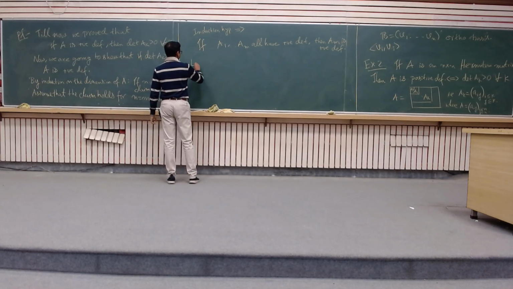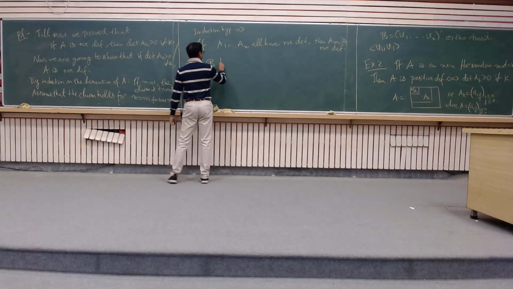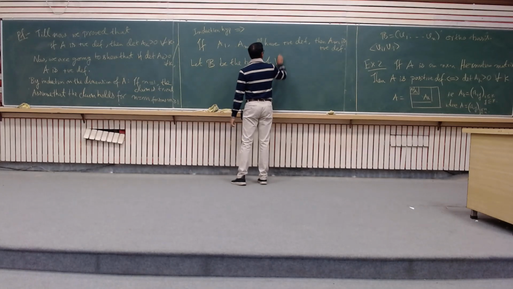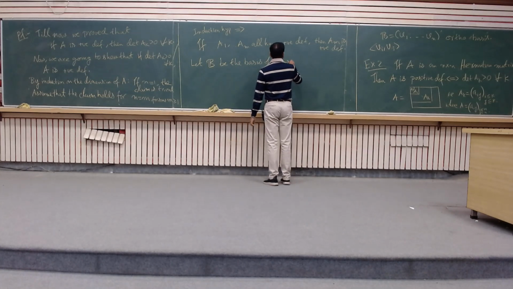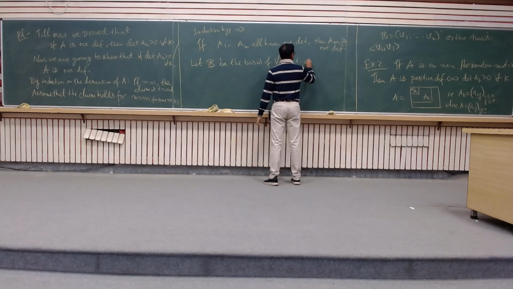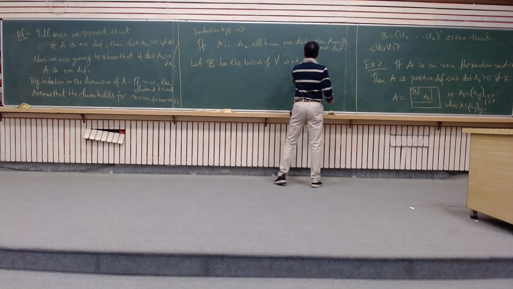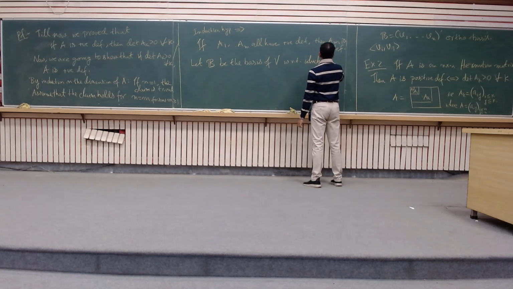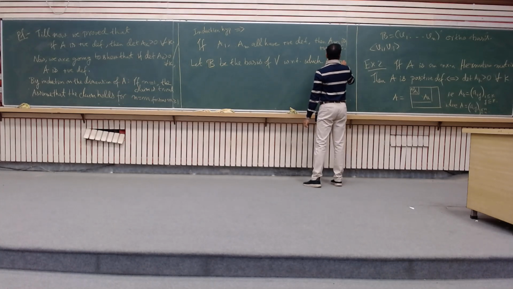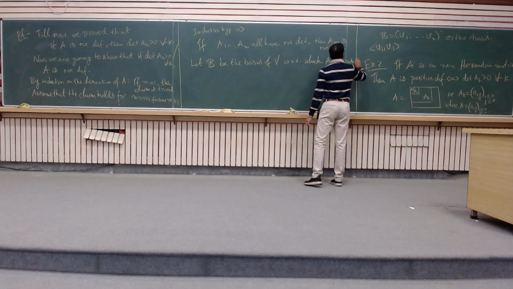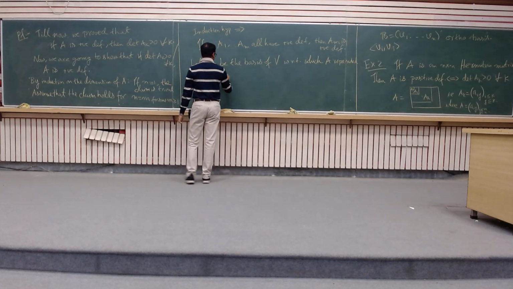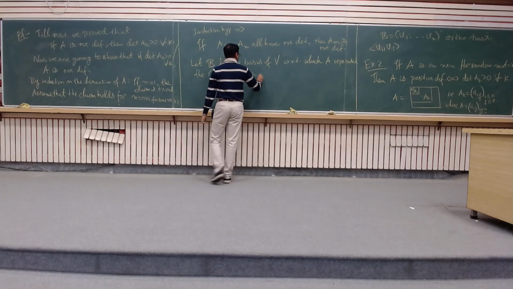So let B be the basis of V with respect to which A is represented as the Gram matrix of a Hermitian form.